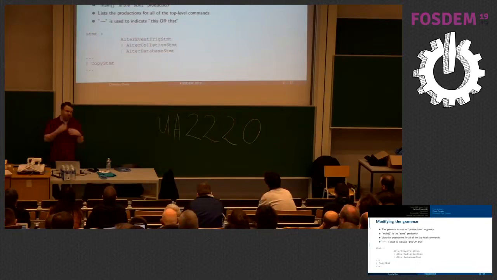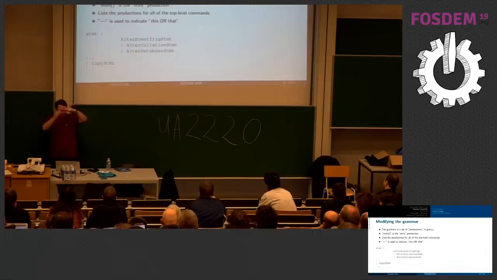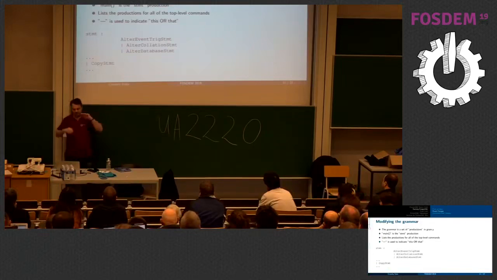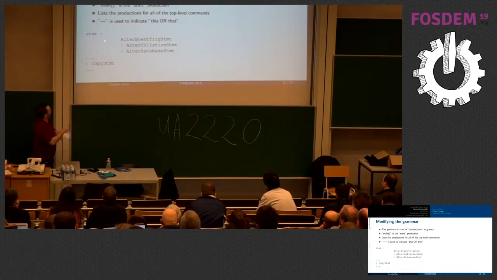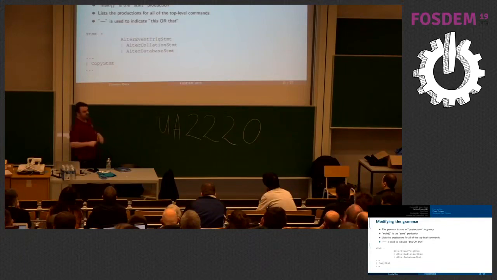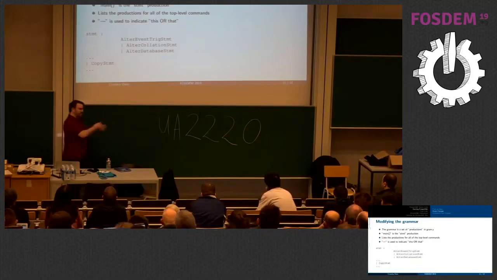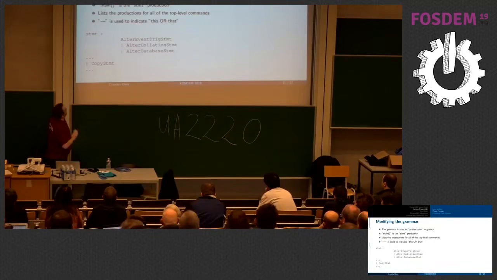The grammar is a set of productions. Every production starts with a production name, a colon, and then a list, essentially. And that tells us what we can do at this point. The very top point of all of this is this statement, and then we have a list of every possible statement that we accept. They're separated by these pipes that indicate an OR statement: this or that or that or that. Copy statement is what we're going to look at here.